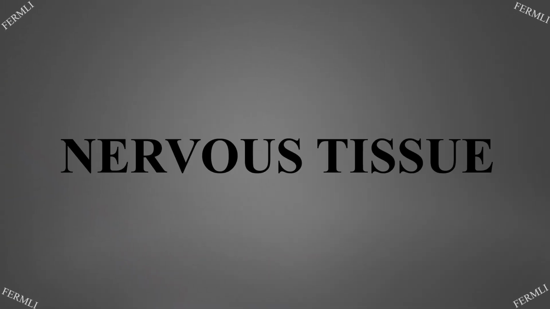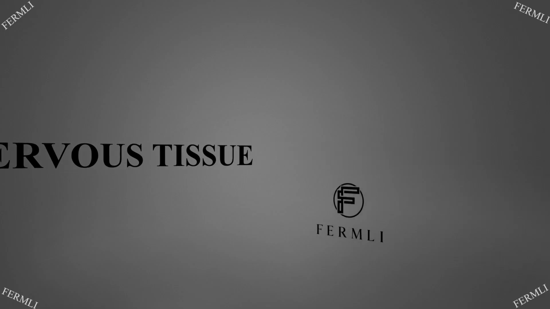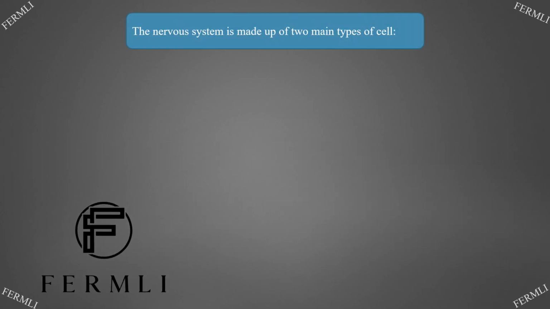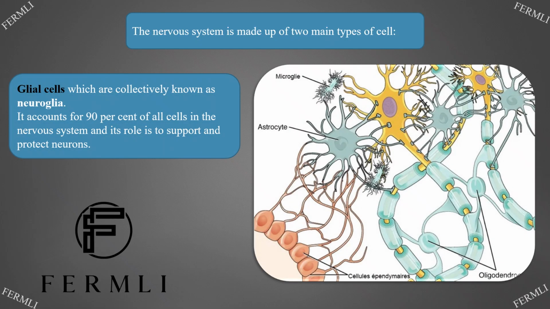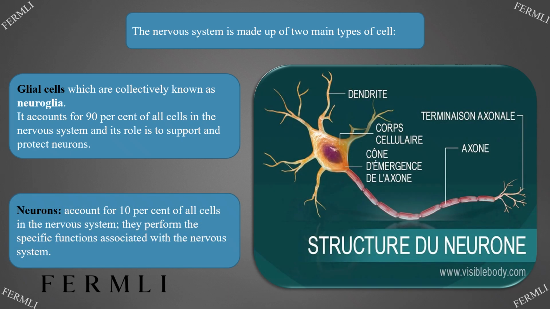Nervous tissue. The nervous system is made up of two main types of cell. Glial cells, which are collectively known as neuroglia, account for 90% of all cells in the nervous system, and their role is to support and protect neurons. Neurons account for 10% of all cells in the nervous system. They perform the specific functions associated with the nervous system.